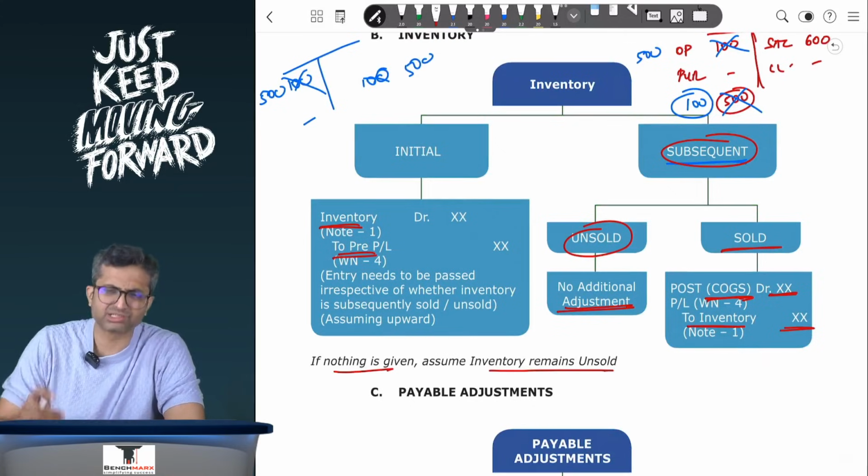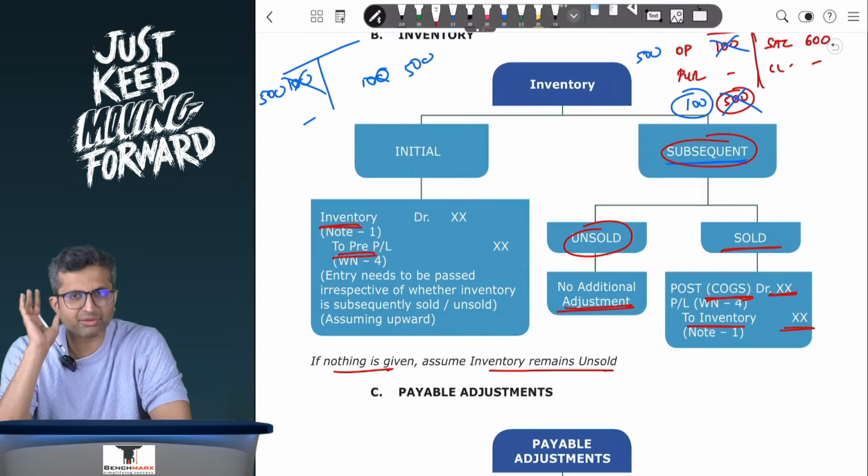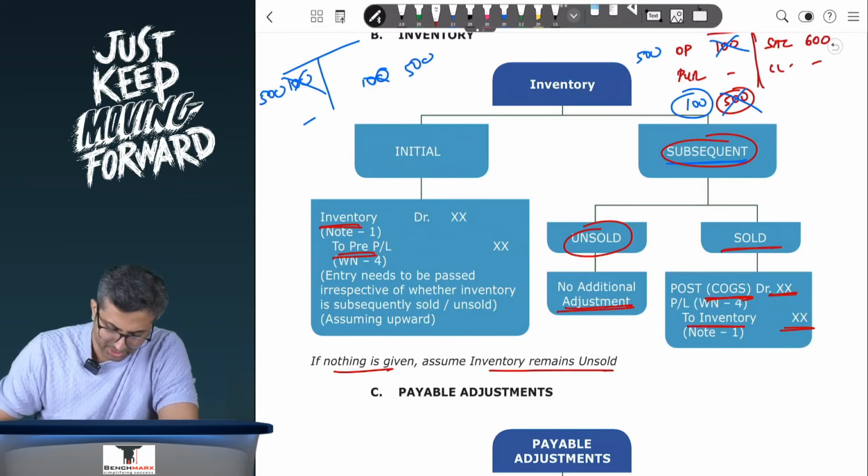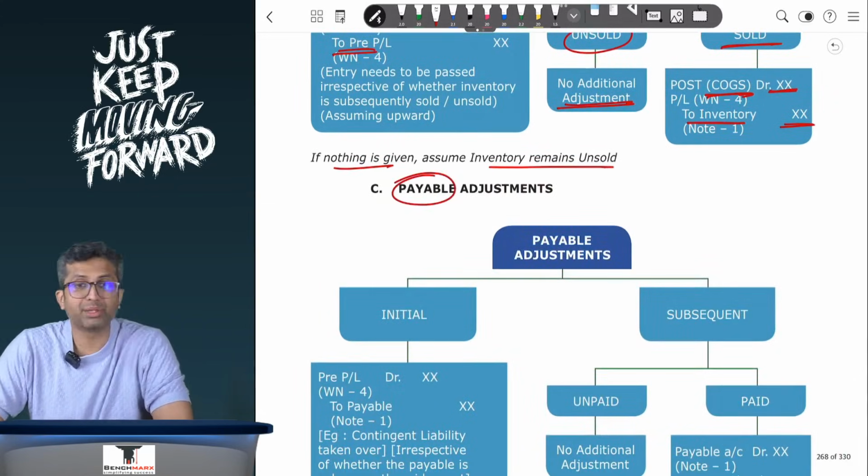It's easier to work if nothing is sold and inventory remains unsold. We are lazy by definition. Why do you want to do an additional adjustment? If nothing is going, you assume inventory is unsold. No further adjustment needed. Achha, there can also be a payable adjustment.